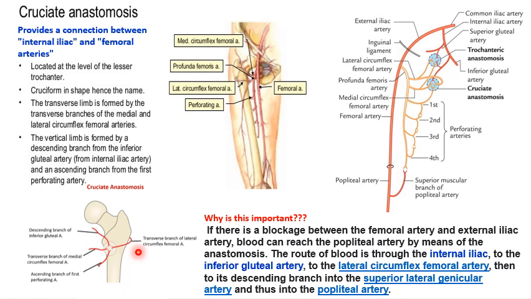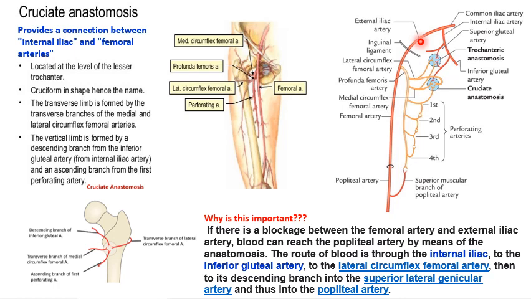So this is formed by the transverse branches of medial and lateral circumflex femoral arteries, and the descending branch of the inferior gluteal artery, and an ascending branch of the first perforating artery, of which the inferior gluteal artery is a branch from internal iliac artery, and the rest of the three branches are the branches of profunda femoris artery, which in turn is a branch of the femoral artery, in turn a continuation of external iliac artery.